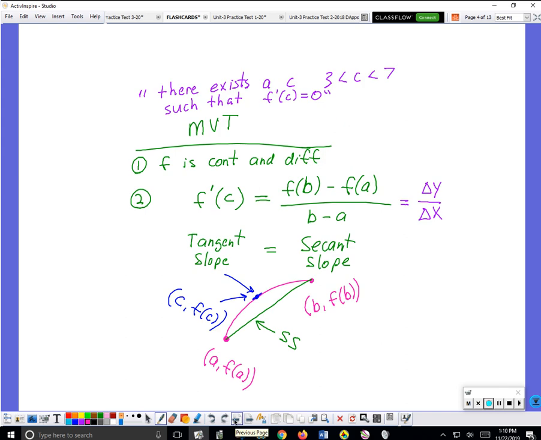So if you're solving for the slope, then you can just find the secant slope and you're set. But we're trying to find the point, so there's an extra step, right?